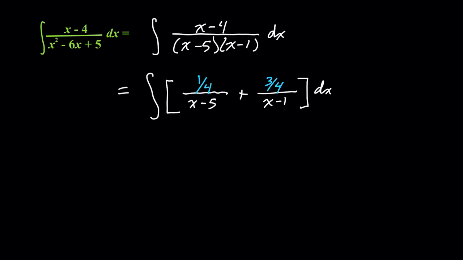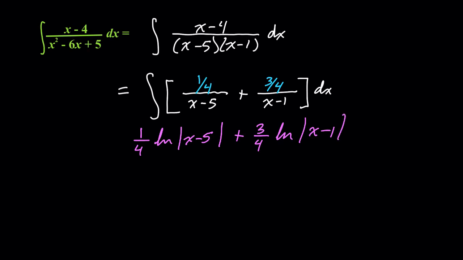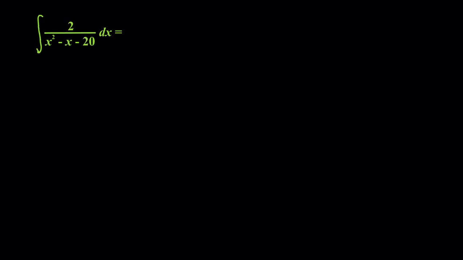All right, well, that's pretty easy to do the integrals of this. You're just going to get 1/4 natural log |x minus 5| plus 3/4 natural log |x minus 1| plus c. You can see this method of integration is really pretty easy once you get the hang of it.